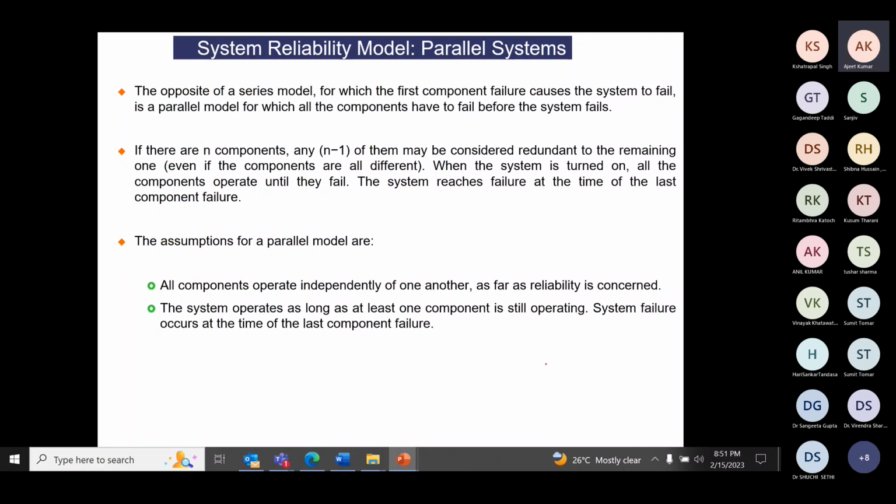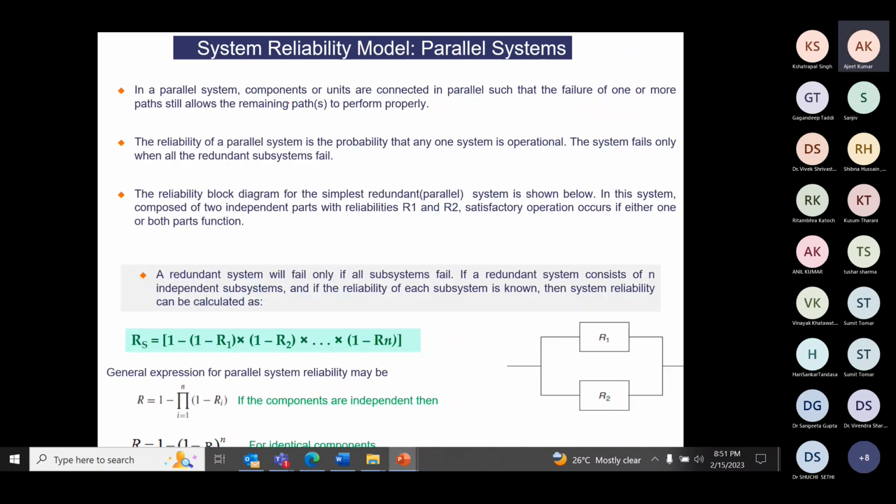Parallel system, some theory, some assumptions, directly go here. In a parallel system, components, units, if all fail, then only the system will fail. So R1, R2, these are the units. So the formula is RS equals 1 minus R1 into 1 minus R2 for here.